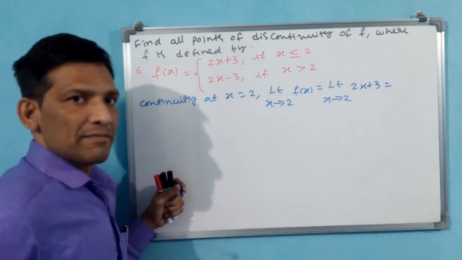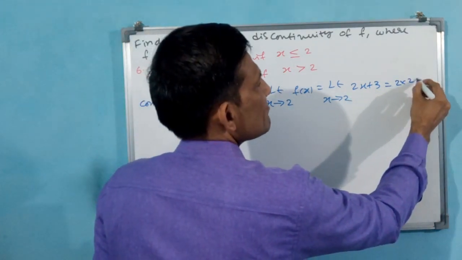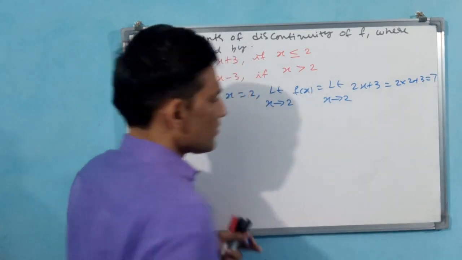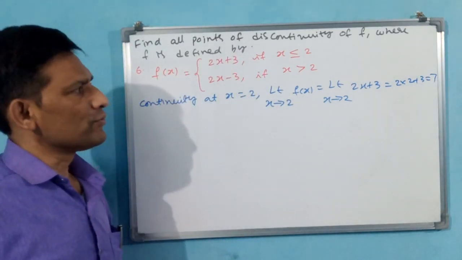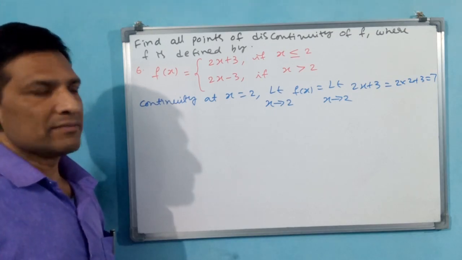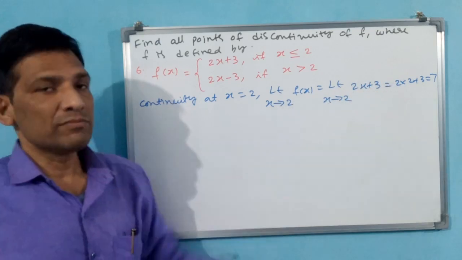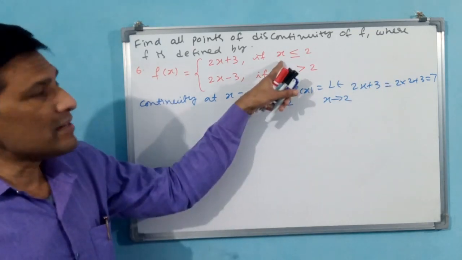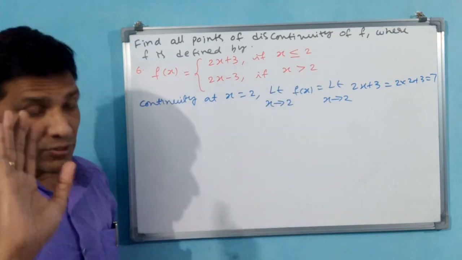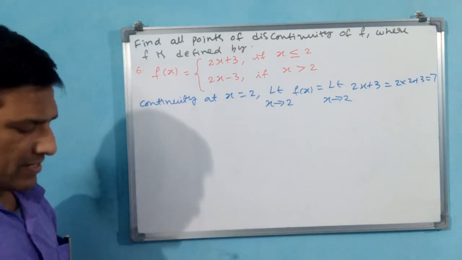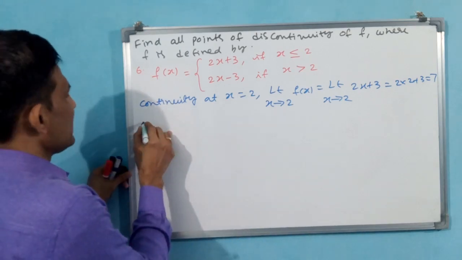Now you apply the limit. 2 into 2 plus 3, that is equal to 7. Is it okay? In the next place also you are applying limit 2: 2 into 2, 4 plus 3, 7. Okay. Now limit x tends to 2 f of x has come 7. You need not find the left hand limit. Why? Because the left hand limit is also going to give the same result. You have to find the right hand limit. Okay. Let us find the right hand limit.